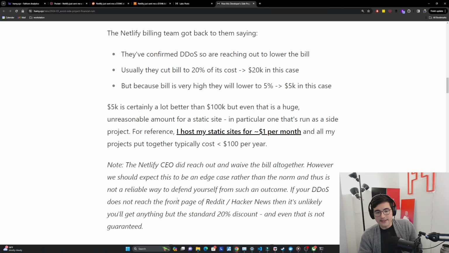Basically, if your DDoS doesn't reach the front page of Reddit or Hacker News like this one did, then it's unlikely you're going to get anything but that standard 20% discount, which they offered here as part of their policy. But I think even further, we should consider that this is not necessarily something they have to do or will do in the future. And so we shouldn't even rely on the 20% policy. It's possible you will get stuck with the 100% bill. And on many cloud platforms, you will end up getting stuck with the 100% bill.